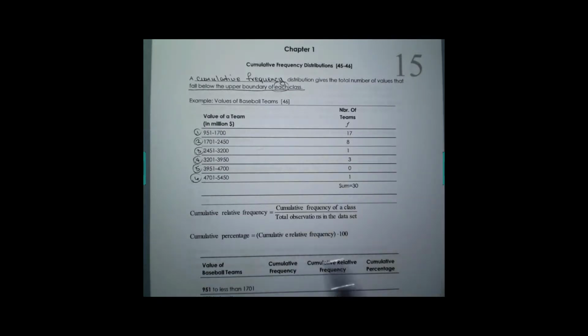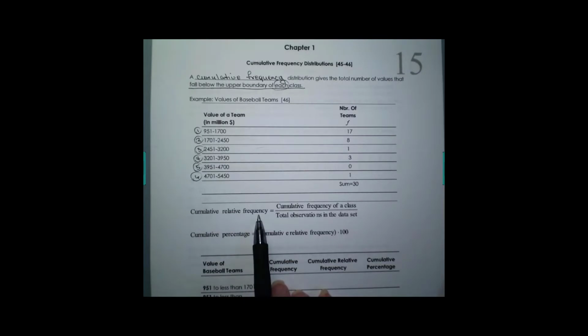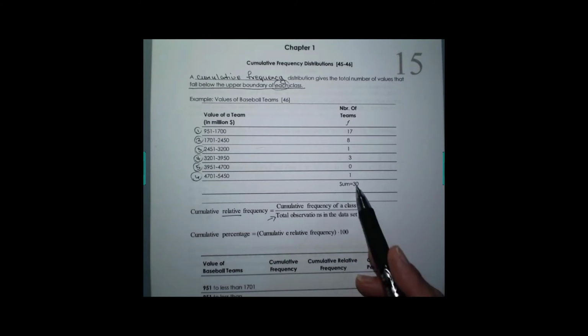Now, how do you get the cumulative relative frequency? Relative frequency always means you're going to divide by the total observations in a data set. So you're going to take the cumulative frequency that we just figured out and divide it by the sum of all frequencies and you'll have a relative number. To get a percentage from that, multiply it by 100%, okay? And that would be your cumulative relative frequency.